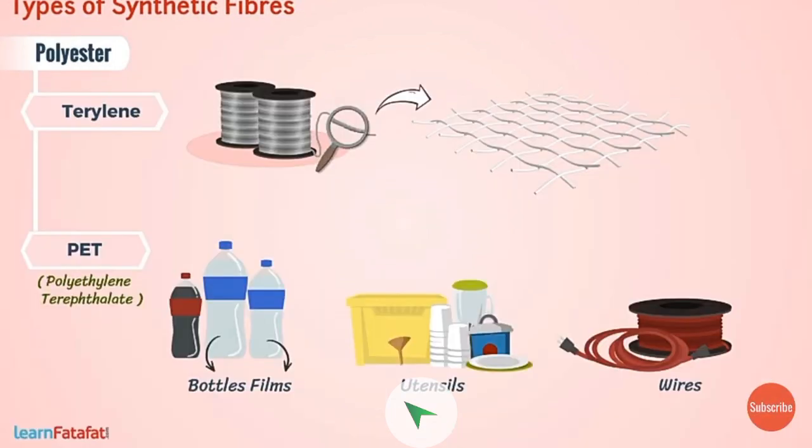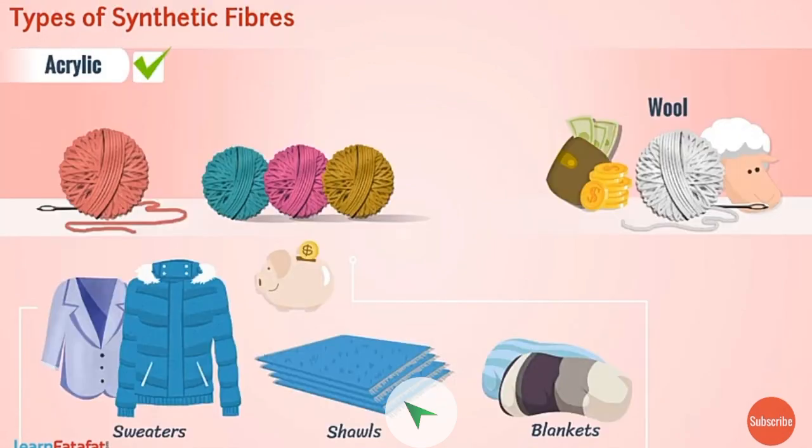Polyester. It is derived from coal, air, water and petroleum. It is suitable to make dress materials, hoses, conveyor belt, bottles and wires. And the last one is acrylic. It is an alternative to expensive wool. It is used to make sweaters, shawls and blankets.